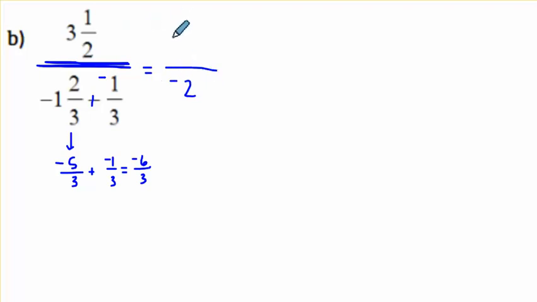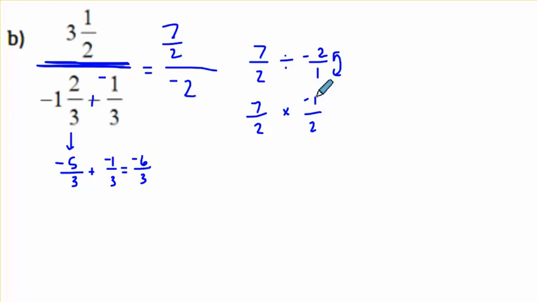Now we still have 3 1/2, which I can change into an improper fraction as 7/2. So what I really wind up doing is I'm taking 7/2 and dividing it by -2. I'm going to put this whole number over 1. And now at this point, I need to keep, change, flip. 1 comes on top, 2 comes on the bottom, the negative stays up there.